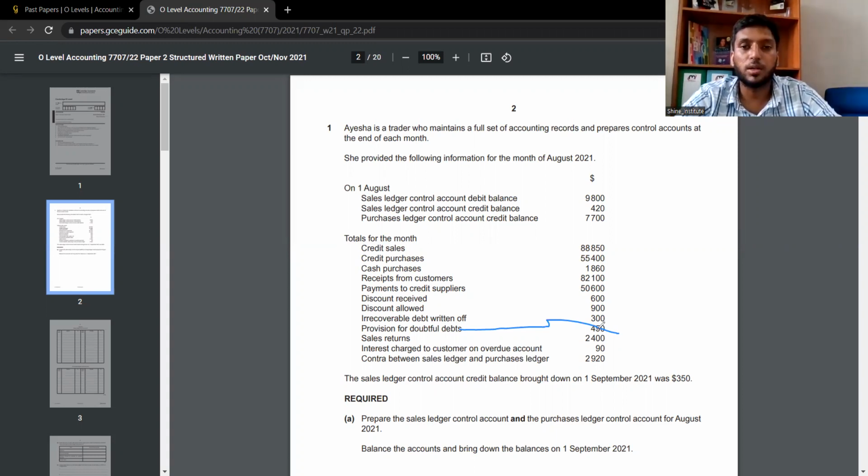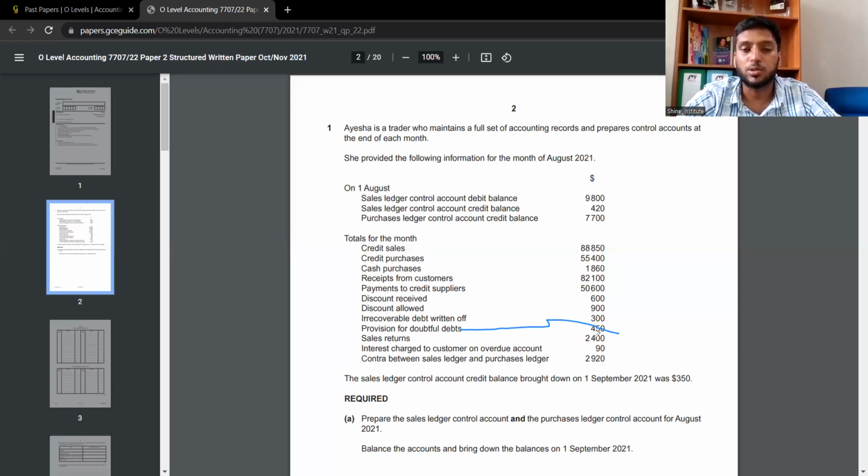I have taught you under chapter number 14 how to attempt the provision for doubtful debt adjustment. For now, just remember, if you have a control account to do, what you need to prefer is the bad debt, not the provision for doubtful debt. With that in mind, we are moving on to the next part.